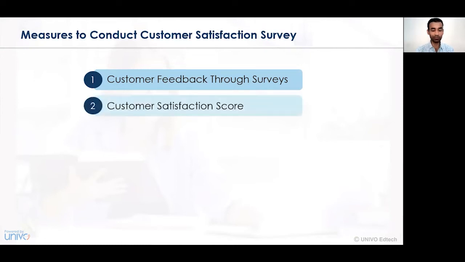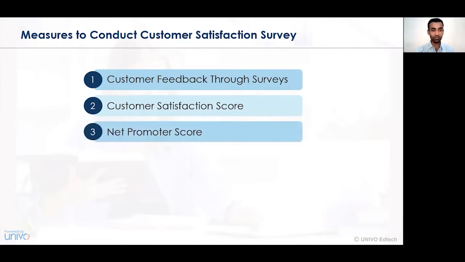The second perspective is customer satisfaction score. Here in this case, scores can be undertaken and the customer may be asked to rate a particular product. And accordingly, the score may be counted as 10%, 20%, 30%, 60%, 80%, or 100%. In this way, various scores can be calculated, and the level of satisfaction can be measured.